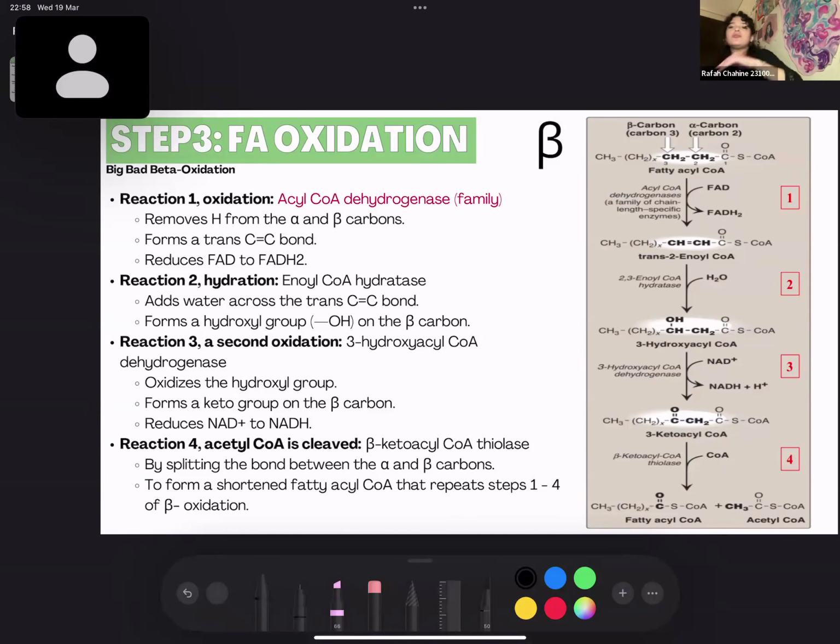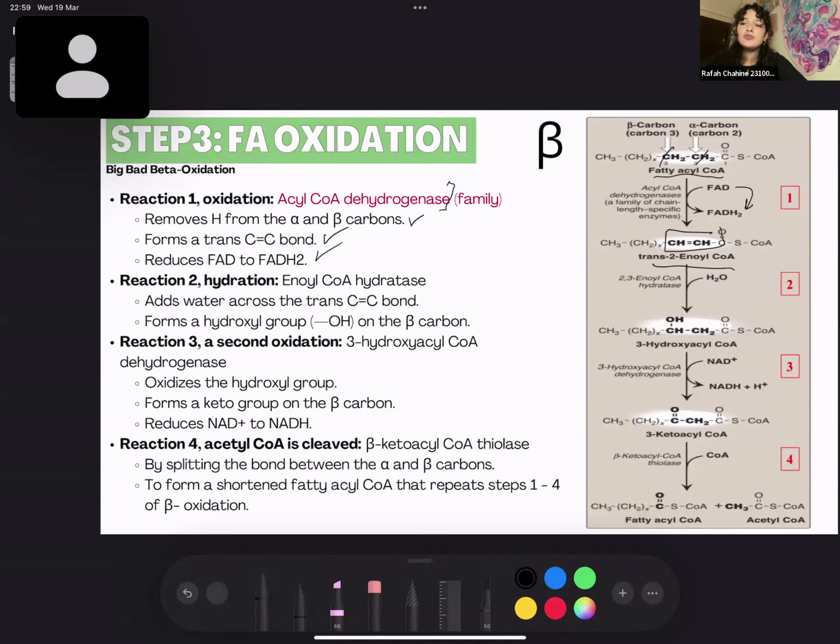Okay. So we're starting off with reaction number 1. We have a fatty acyl-CoA. We're going to use acyl-CoA dehydrogenase, which is the enzyme that you need to know. And from the name, we are oxidizing, right? When I oxidize, I'm going to remove the hydrogens from the alpha and the beta carbons over here, and I'm going to give them to FAD to reduce it to FADH2. Now, we're also going to form a trans carbon-carbon bond, which is what we see over here, and I previously explained what the trans carbon-carbon bond is. And what that is going to give me is a trans-2-enoyl-CoA.